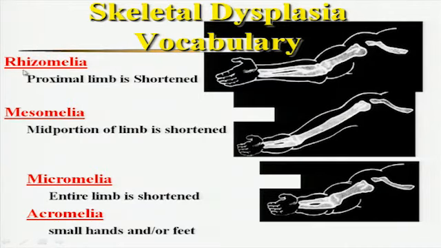types of shortening. So rhizomelia is when the proximal bone is shortened. Mesomelia is when the middle segment of the bone is shortened. Acromelia would be when the hands or feet are smaller, the distal end. And then micromelia is when all the bones in the extremity are small.